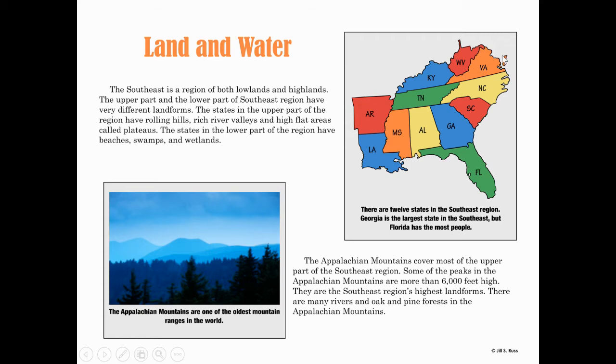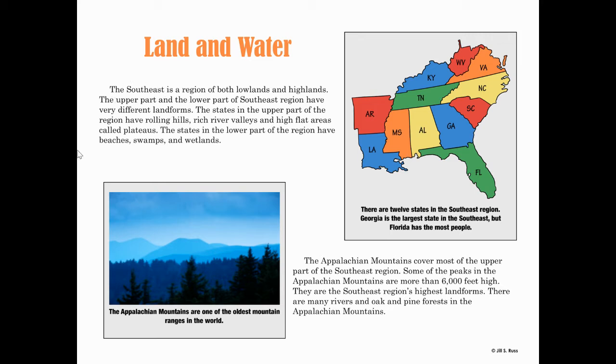The first thing you're going to see are the 12 states in the Southeast region. We have already marked these on our map, but here they are again. Georgia is actually the largest state in the Southeast for land, but Florida has the most people. So just a little fun fact here. All right, follow along with me and I will tell you some parts to highlight or mark on your packet.